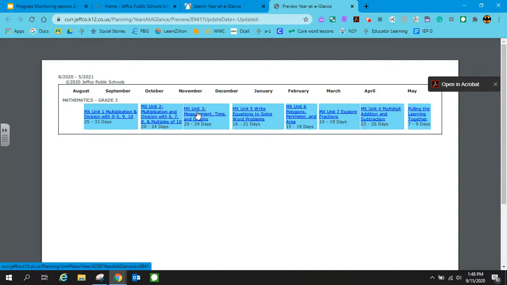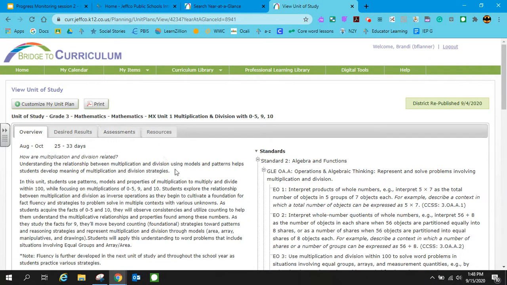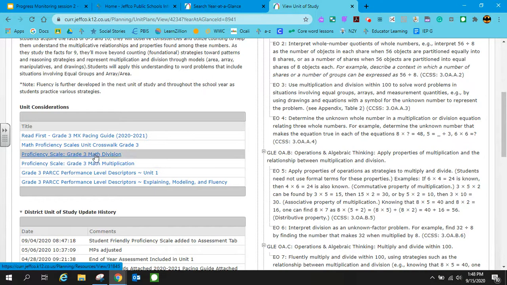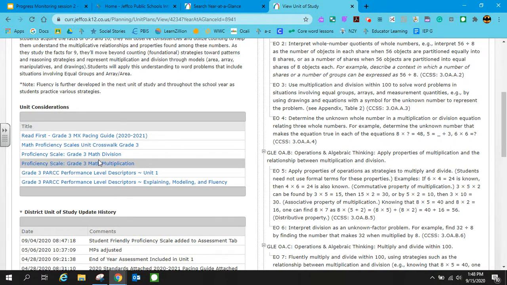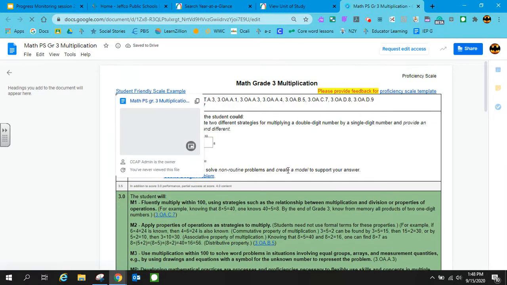So now I'm going to look to see if it's a prioritized standard. To do that, you click into any unit, and on the first page, on the overview page, you're going to see these proficiency scale links. I'm going to look at multiplication to begin with. So you click on that link, there's going to be one more here to get the full document. And you'll notice that it's a scale. They even have a student-friendly scale.